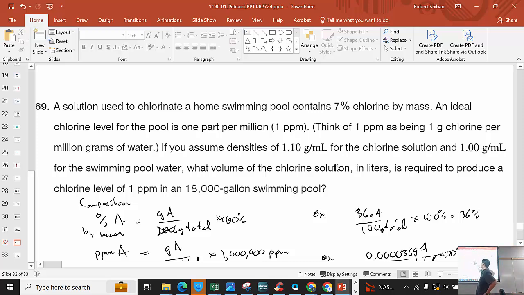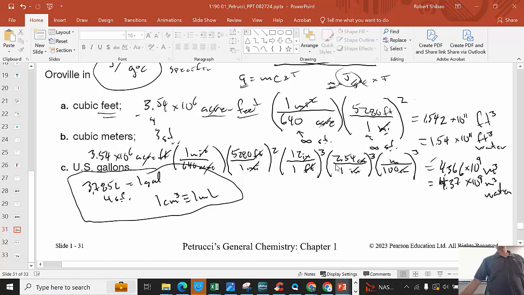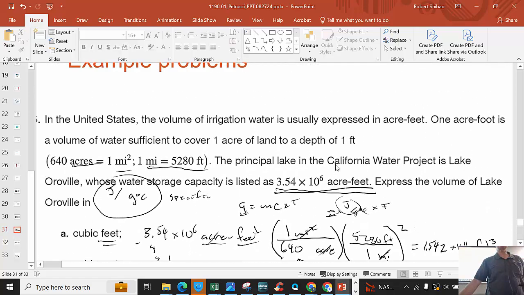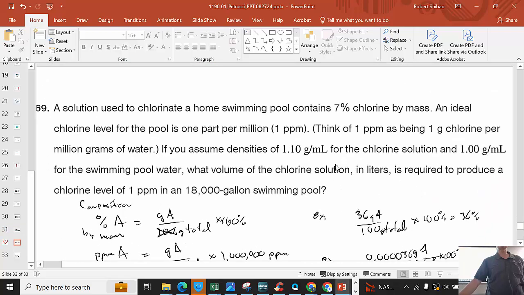A solution used to chlorinate a home swimming pool contains 7% chlorine by mass. All right, well, that's a simple percentage. So we can go from percentage to fraction. We want fractions because fractions is what we use for conversion factors. And so let's convert a percentage to fraction. That's easy because we'll just divide by 100%. The percents cancel. That gives us 7 out of 100.